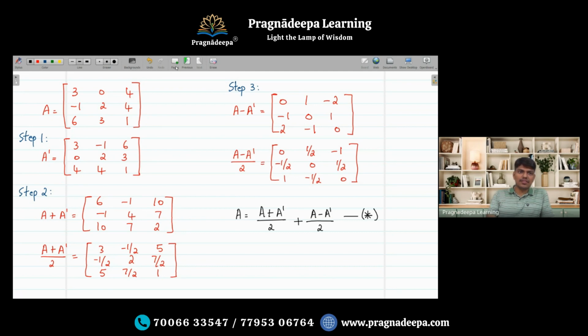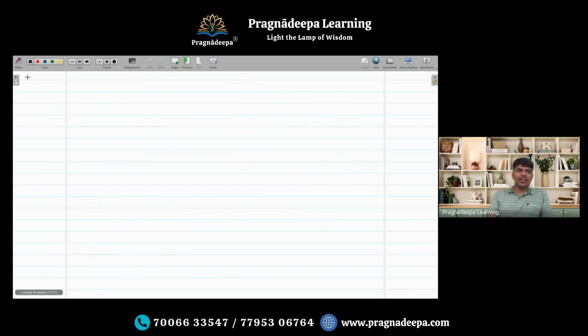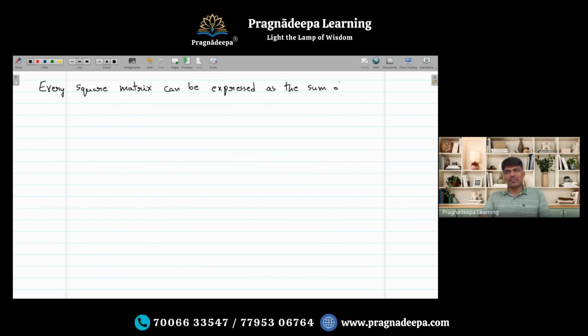So students, kindly note, every square matrix can be expressed as the sum of symmetric and skew-symmetric matrix. Understood?